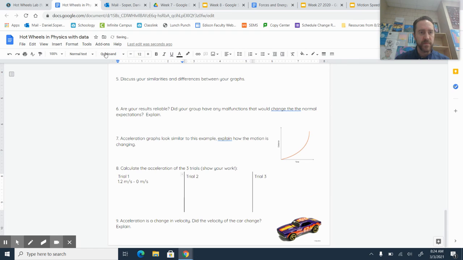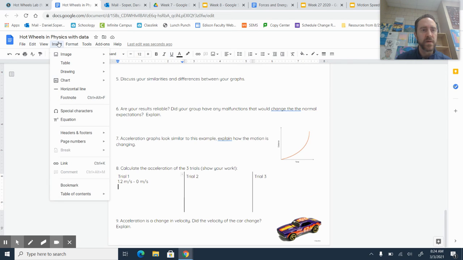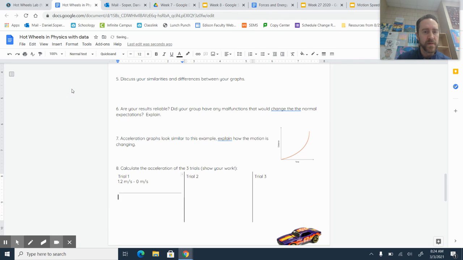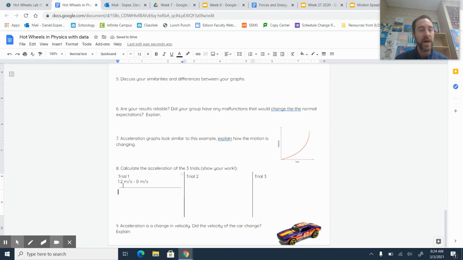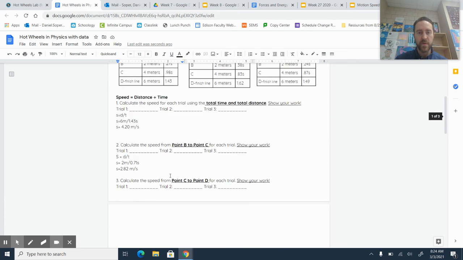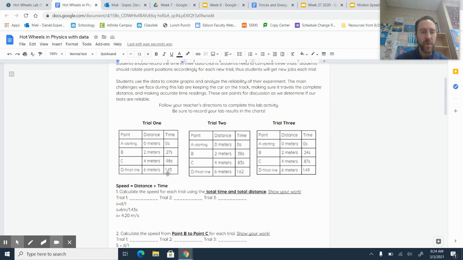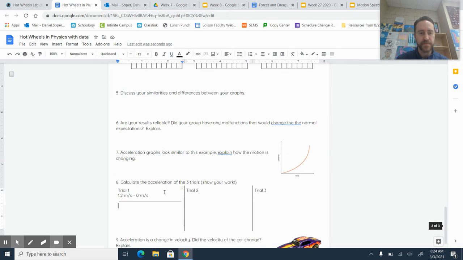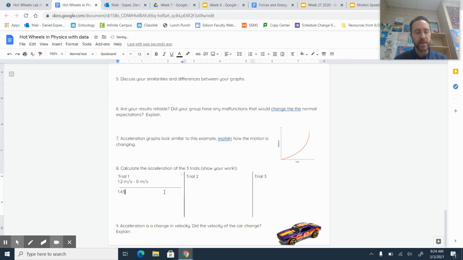And then I'm just going to draw a line underneath. It's up to you if you want to do it a different way. That's fine. This is just the way that I think is worth doing it. Divided by how long it took to do that. The time it took to move from the beginning to the end was 1.43 seconds. So that's what I'm going to use. 1.43 seconds.